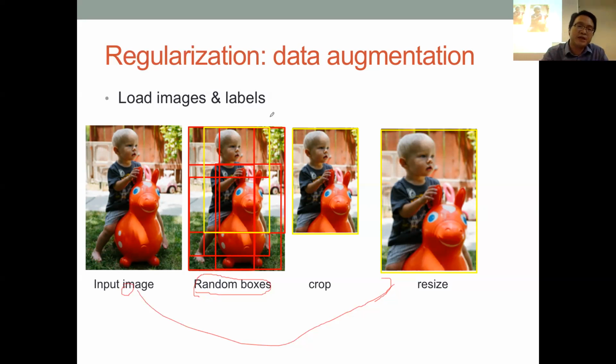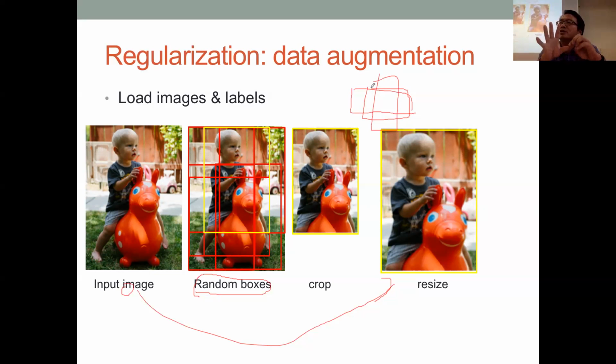So we need to cover all the possible situations. Another factor is the aspect ratio. For the box, you could have this ratio, or this ratio, or a rectangle. So you need to use different ratios, where the width and the height have different ratios. You can easily get thousands of random boxes. That's very normal.